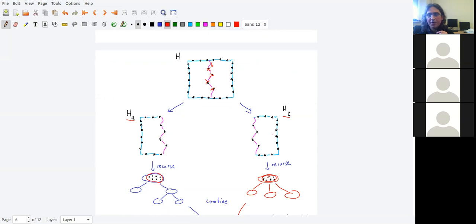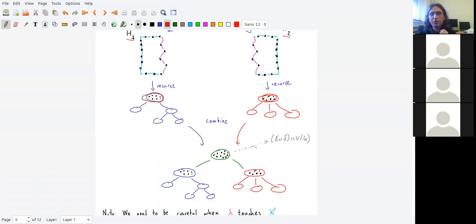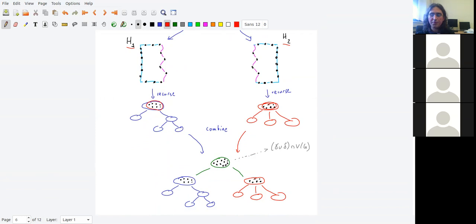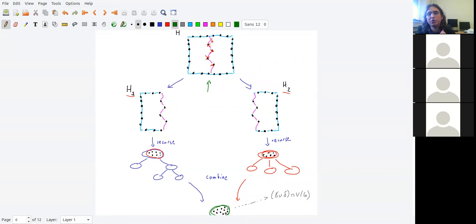And then I can combine these two tree decompositions into a tree decomposition of the whole graph H, by putting one root bag that consists of all these vertices depicted in this picture. So all the vertices on the boundary of H together with all the vertices of delta. And now how many vertices are there in total here? There are at most 4k from the boundary of H and at most k minus one from the vertices that are traversed by delta. Yeah, so this is at most 5k in total.